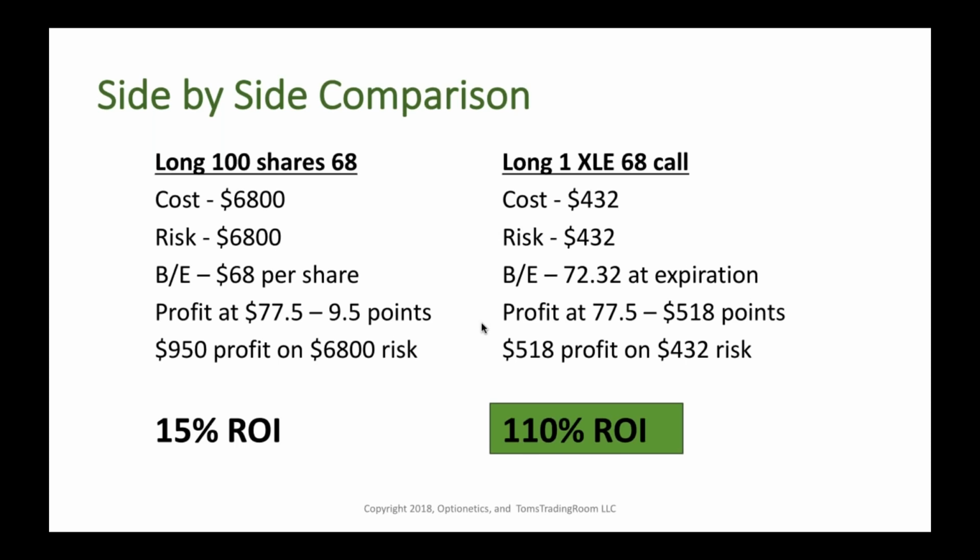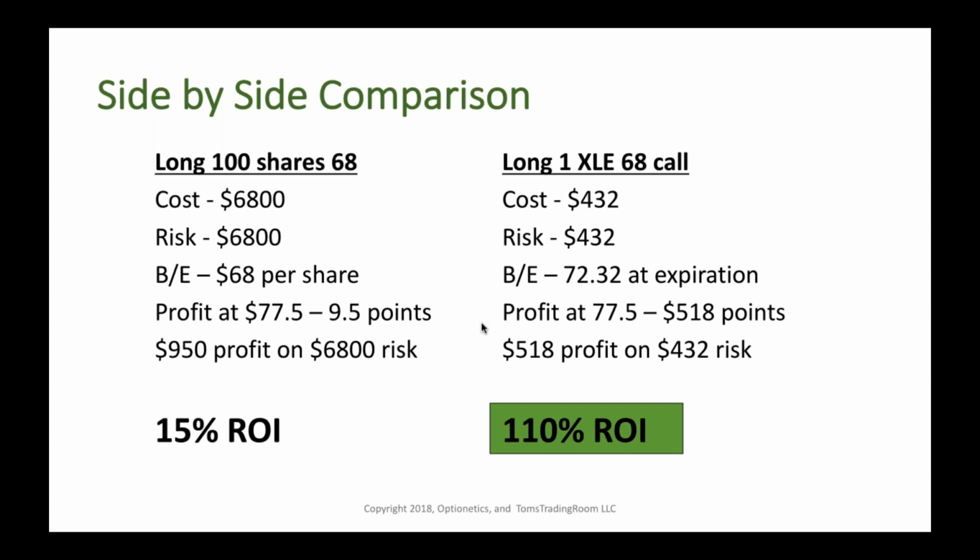The call options, and the particular 68 call we were looking at, past summertime, cost $432. So the risk was $432. Okay, break evens on a stock, wherever you bought the stock, that's the break even. Wherever you buy your option, break even is calculated as the strike price plus your premium. So on this particular day, the break even was $72.32 at expiration. That's the 68 plus $4.32.